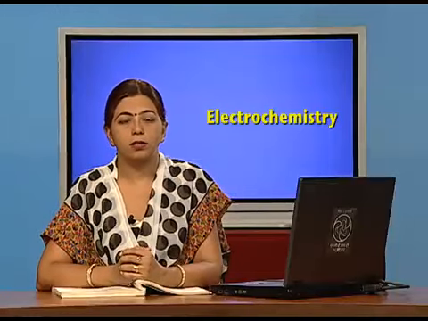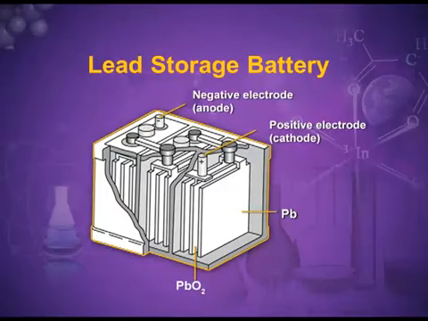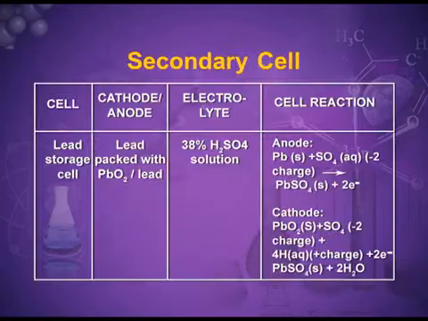Secondary cells. The example is a lead storage battery. This is the battery we are using in the inverters. It has an anode and cathode. Anode is lead plates and the cathode is a lead grid packed with lead oxide, and the electrolyte is a 38% solution of sulfuric acid. Let me explain you its working.